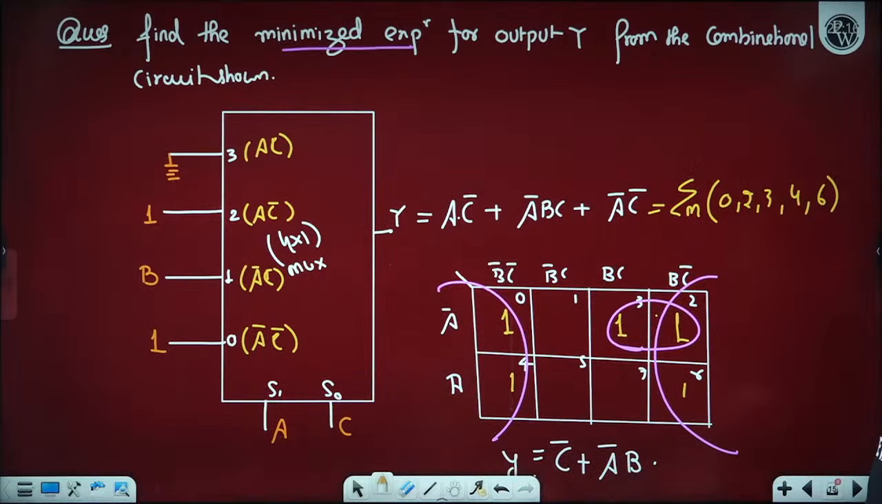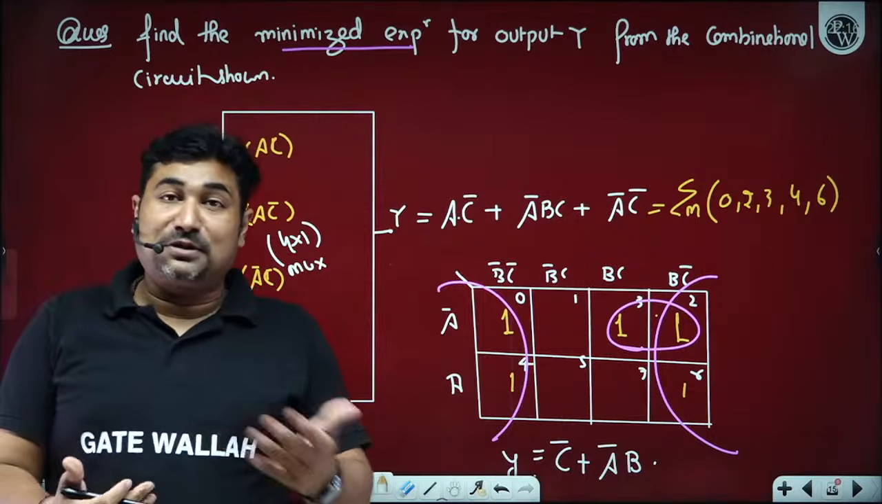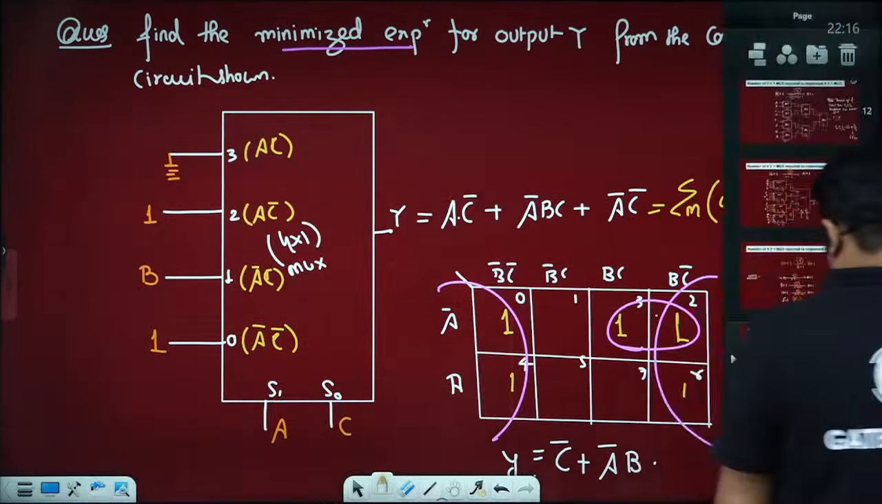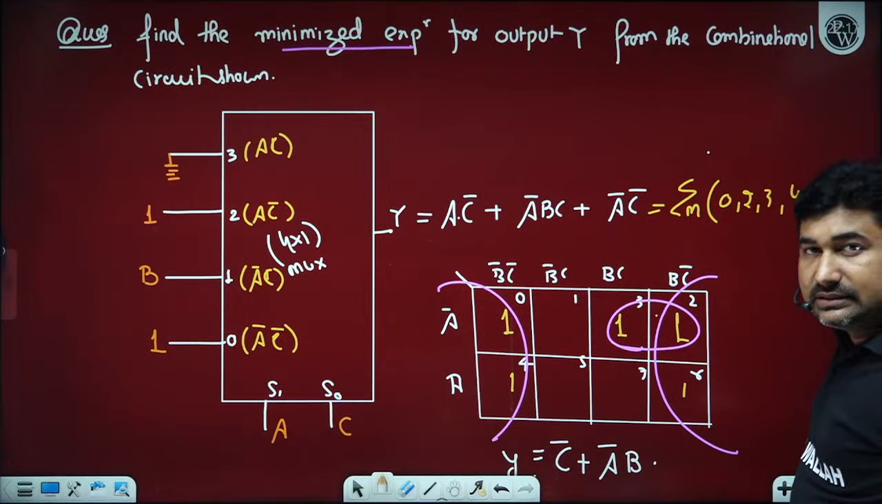How many of you are now able to understand the multiplexer and how to solve the questions from the multiplexer? Can you please tell me, beta ji?